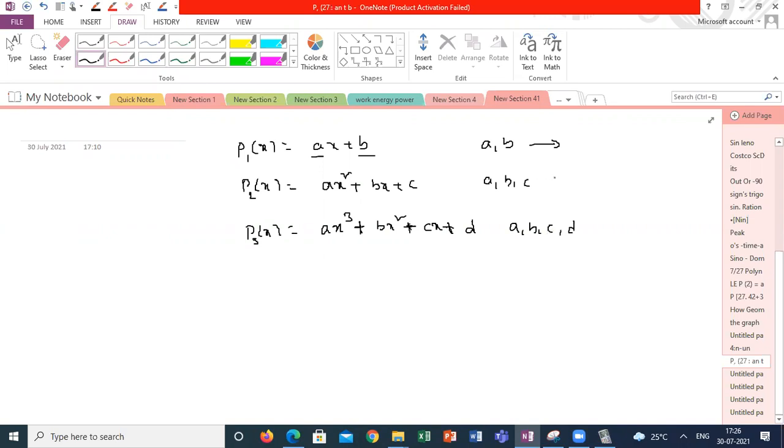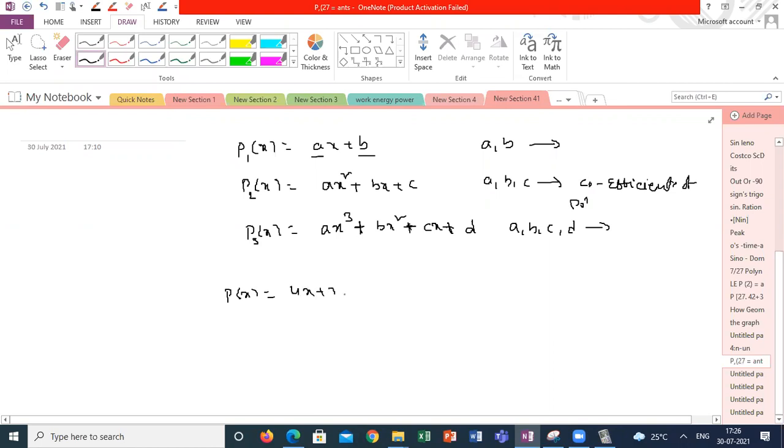Guys, what is meant by a, b, c values here? These are all called coefficients of the polynomial. Suppose I am taking P of x equal to 4x plus 2, then the zero of the polynomial is minus 2 by 4, that is minus 1 by 2.